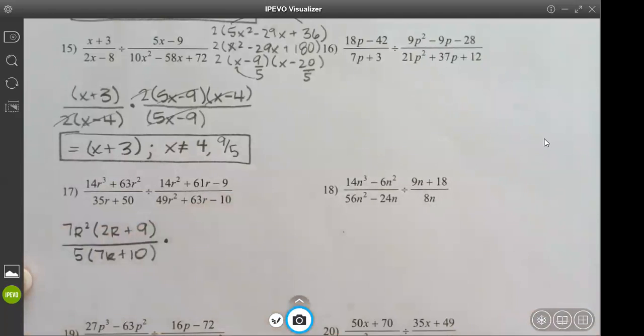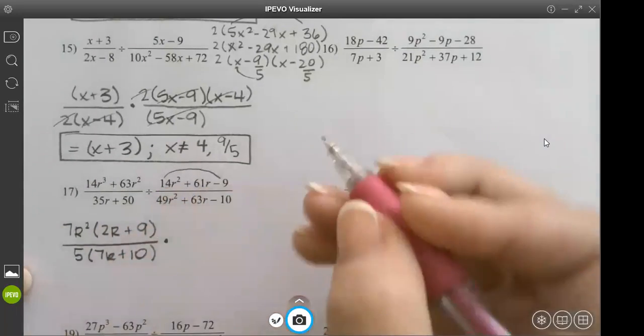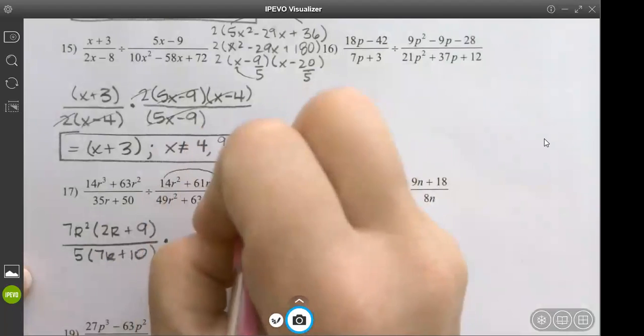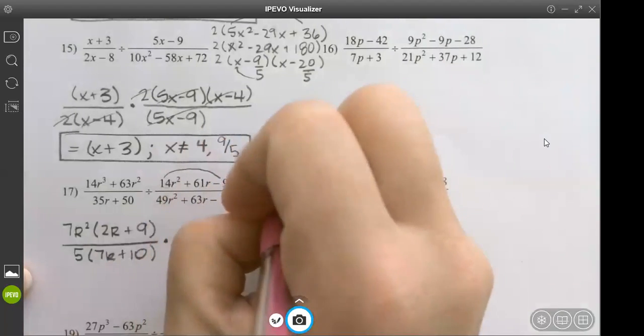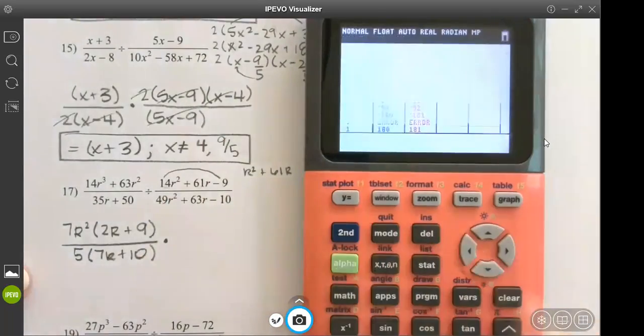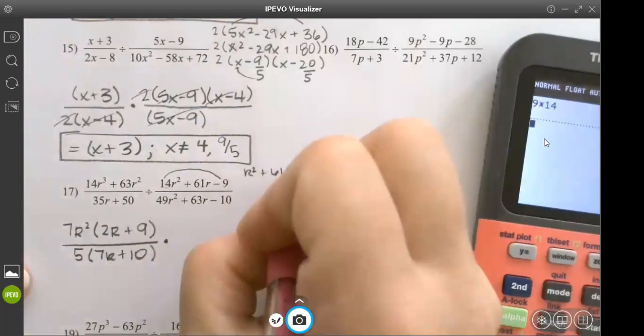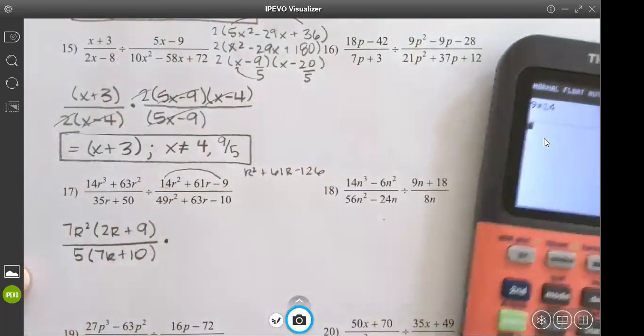We're going to flip and multiply. I'm going to go ahead and do the top first. 14, 61, and 9. Nothing comes out of that. So we're going to go ahead and move that over. We got r squared plus 61r. And then 9 times 14 is 126. Minus 126.